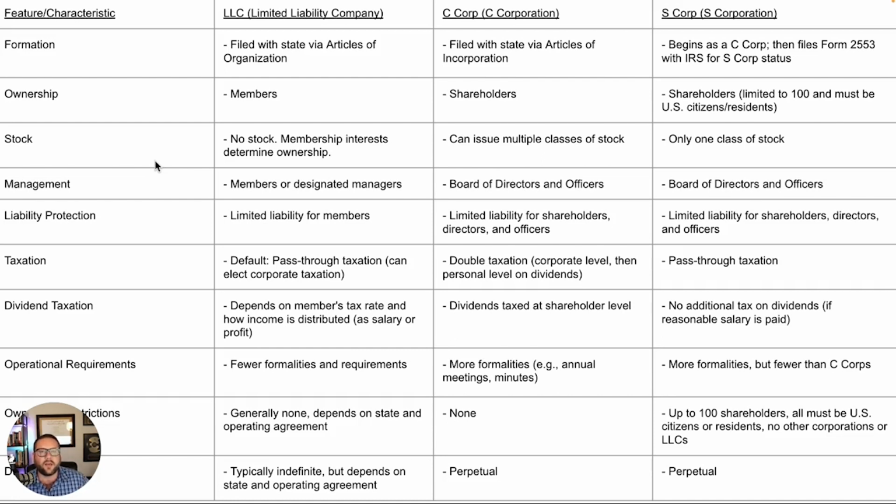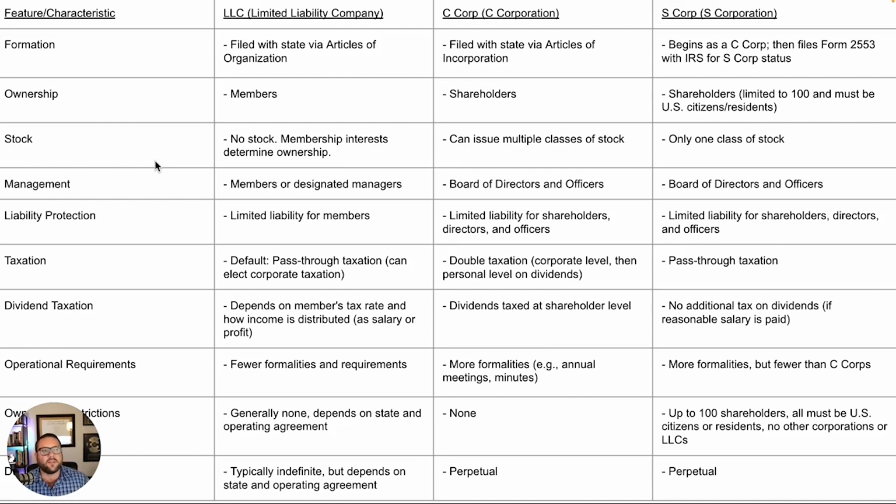If you have an S Corp, you only have one class of stock, so everybody has to be equal in the S Corp. Which makes sense because S Corps are more designed to be small, and at the max you can only have 100 people in the S Corp anyway, and they'll have to be U.S. citizens. So it wouldn't be a type of company that you'd use to, for example, sell stock and raise money.